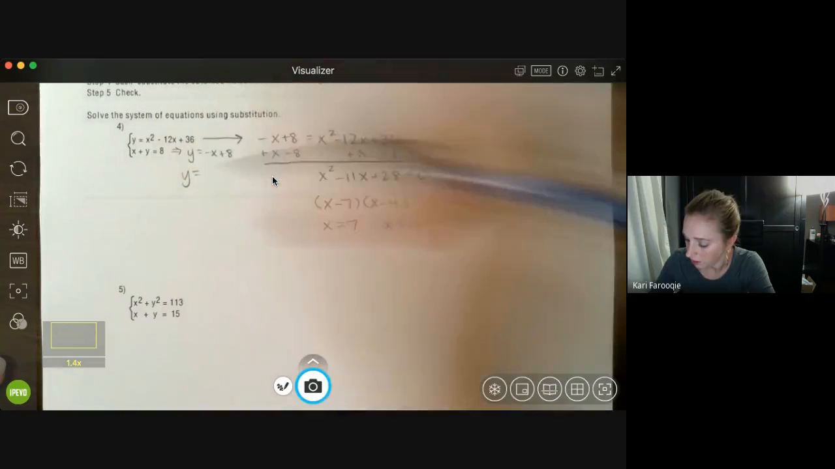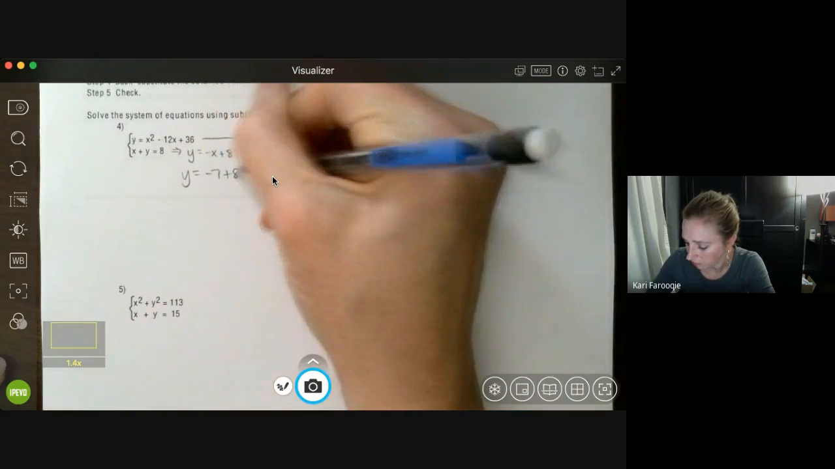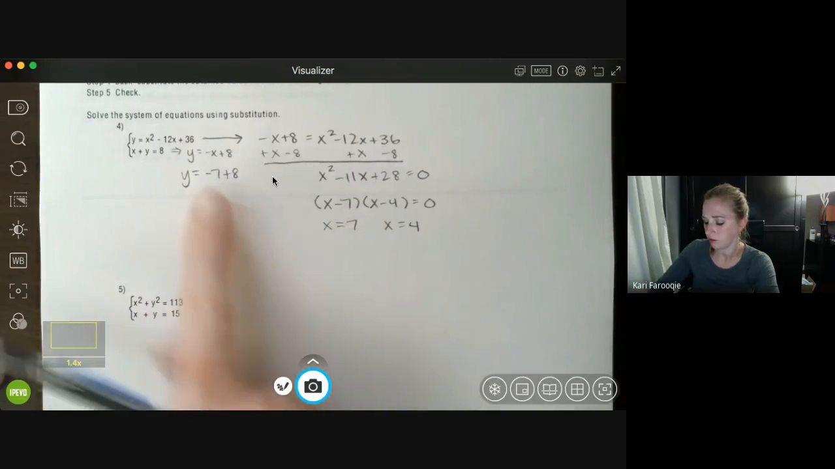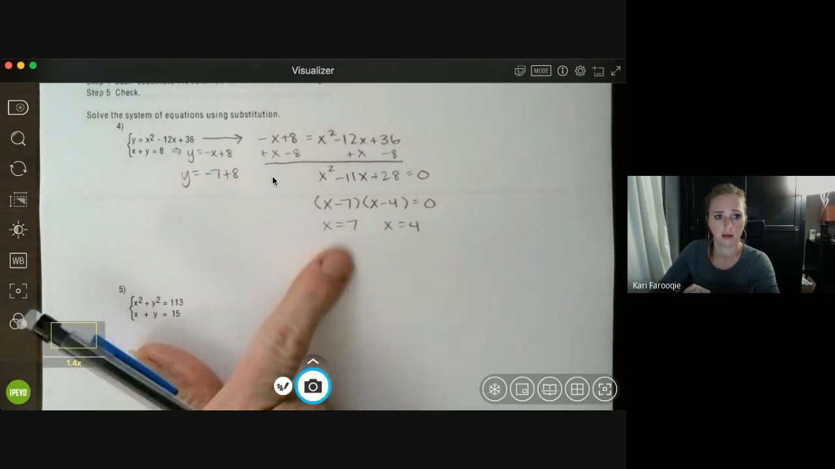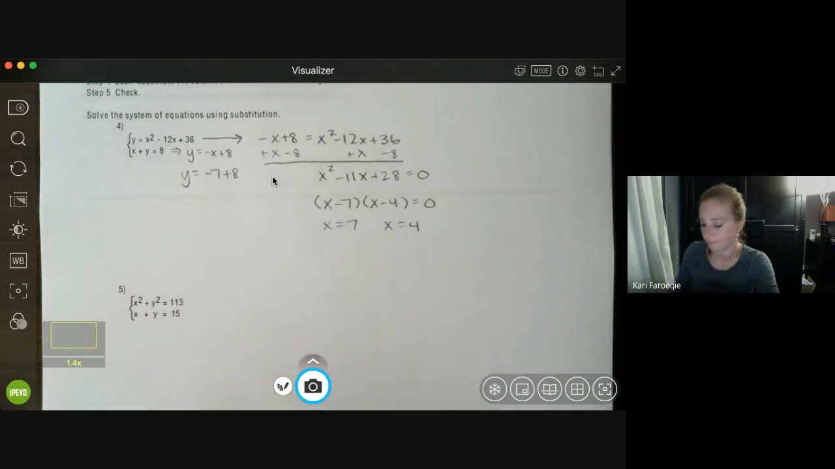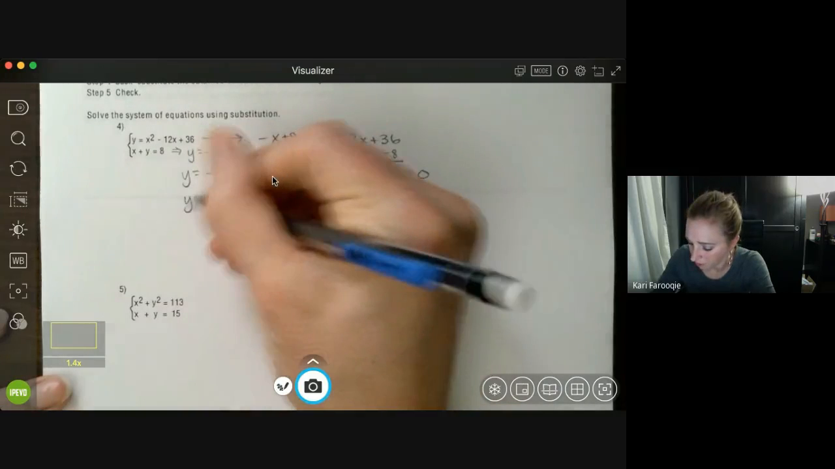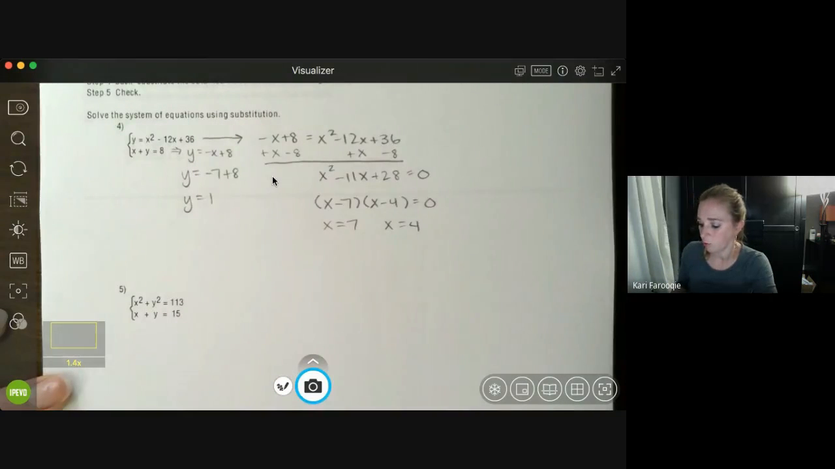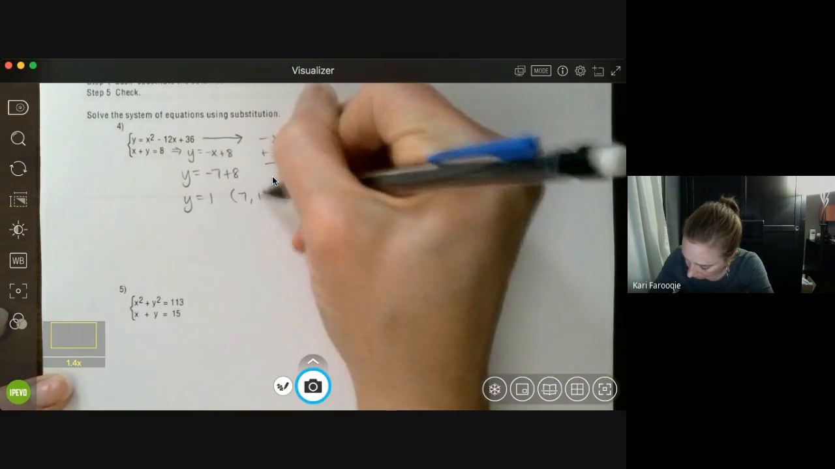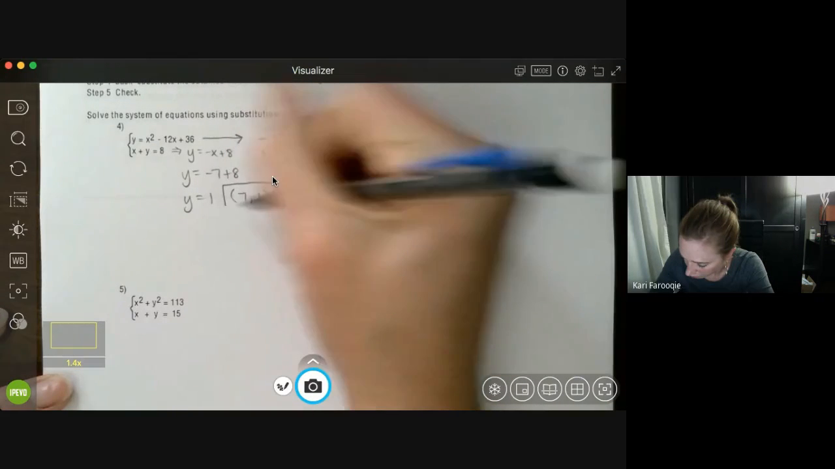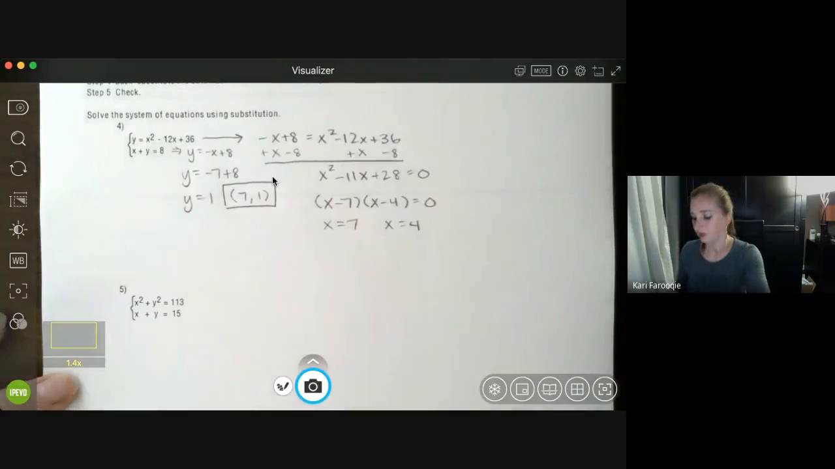So we have y equals negative 7 plus 8. The negative sign is already in the function. The x is just going to become 7. So that means y equals 1 when x equals 7. So we'll go ahead and put down this ordered pair. That's one of your solutions.